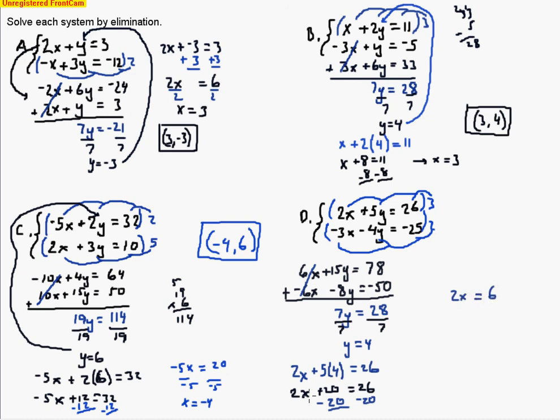So 2x was left over. Subtract these, I get 6. And so just one more step, and we've got our answer. So divide by 2, and x is 3. So there it is, 3 comma 4.